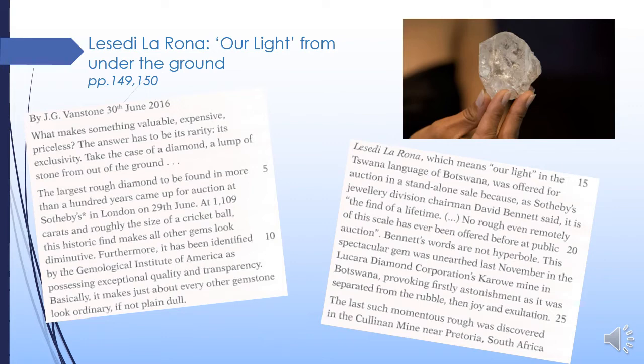Lesedi La Rona, which means our light in the Setswana language of Botswana, was offered for auction in a standalone sale because, as Sotheby's Jewelry Division Chairman David Bennett said, it is the find of a lifetime. No rough, even remotely of this scale, has ever been offered before at public auction. Bennett's words are not hyperbole.